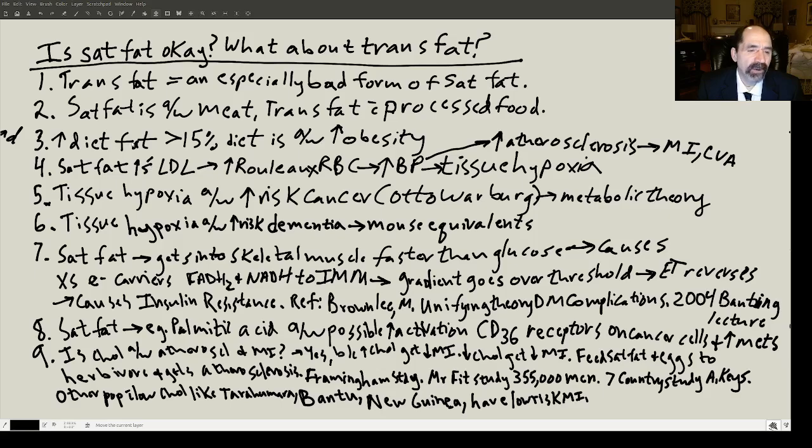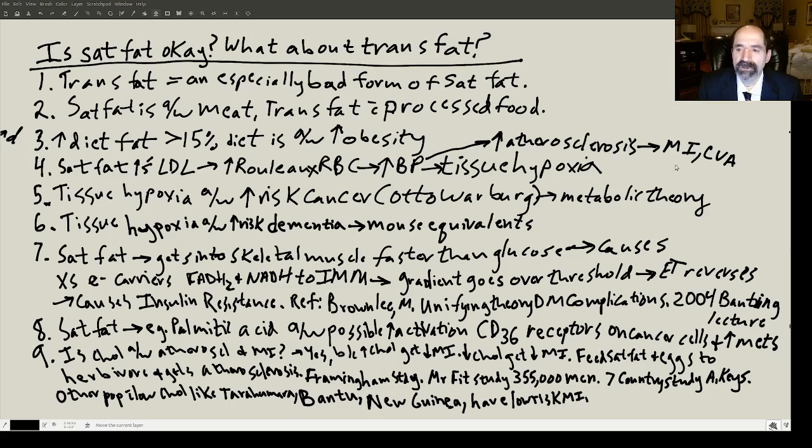For dietary fat, whenever a person starts eating more than 15% fat, they're increasing the likelihood of becoming obese. The more fat you eat, the more likely you are to become fat yourself. Saturated fat increases LDL cholesterol. LDL cholesterol is a bridging molecule. I have drawings of it in the lecture on atherosclerosis if you're interested. It'll cause rouleaux formation of the red blood cells, which means stack of coins in French, and the blood being thick will increase your blood pressure.